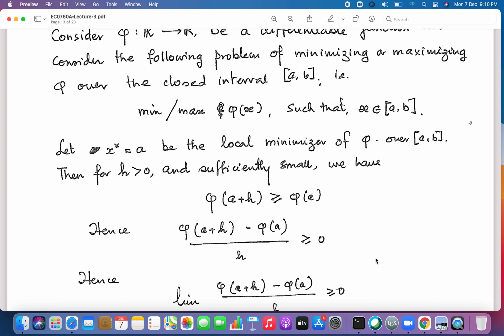For example, you take f(x) equal to x square and take the interval 1 to 2, and you want to see the minimum value of this function over this interval. You know the minimum value occurs at 1 and the maximum value occurs at 2. So what do you take? f dash x is 2x, and if you put the value at x equal to 1, it is 2, which is greater than equal to 0.